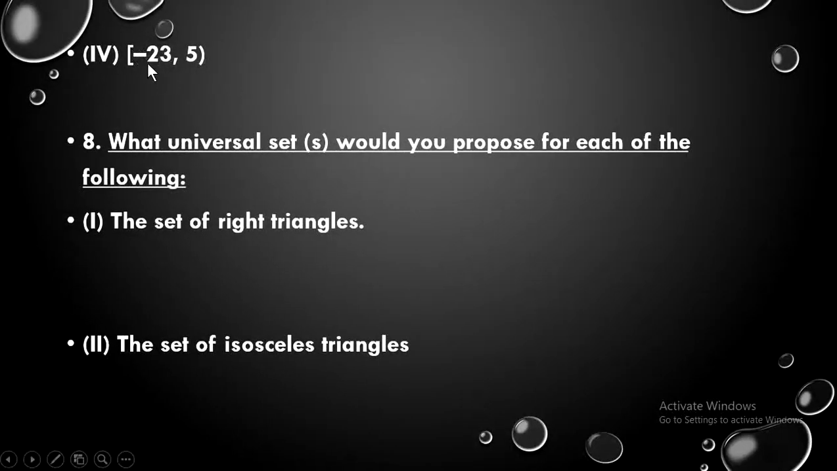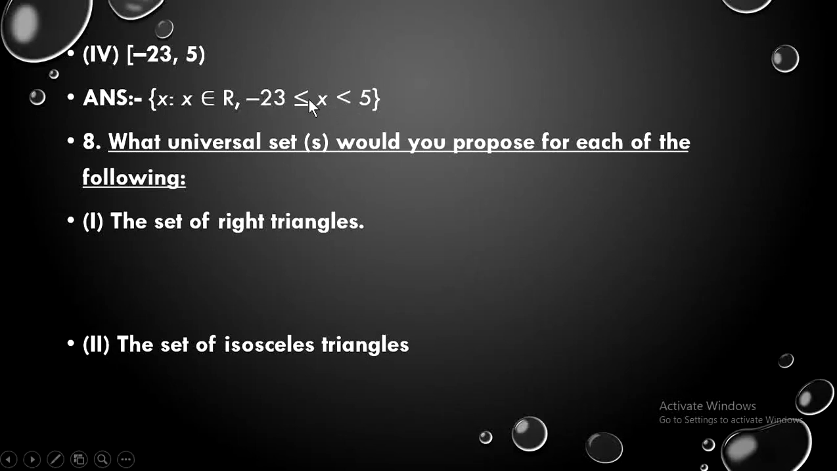The next one has a closed bracket in front, then an open bracket. So over here, you need to write that x is greater than or equal to -23, because there is a closed square bracket. That means closed interval. Then x will be less than 5, but you should not put the equal to sign because there's an open interval over here. So x will not include 5.